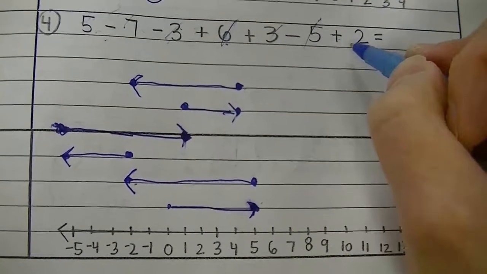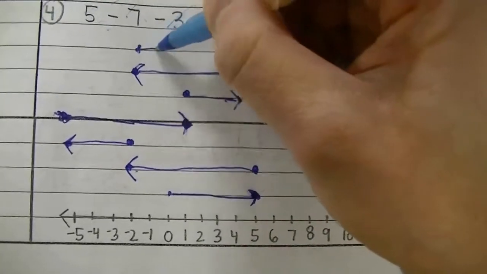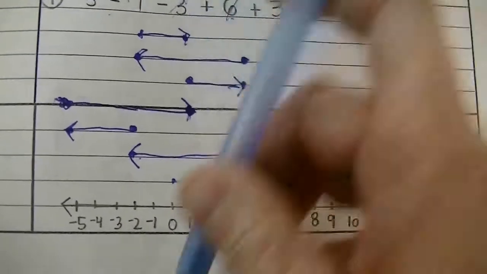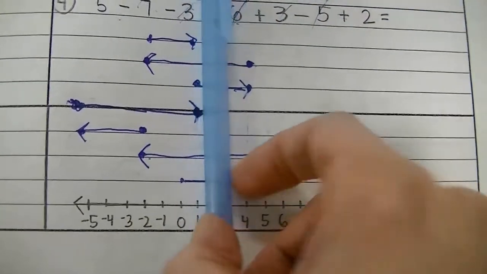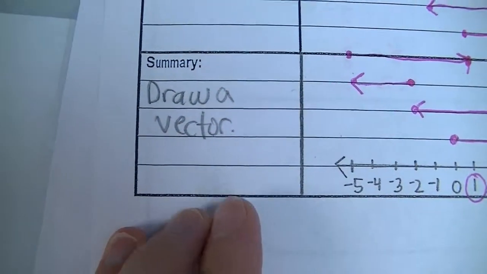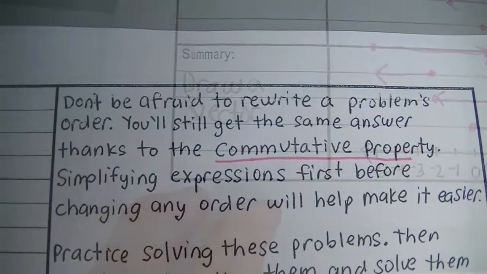And now you're going to go to the right 2 units. Okay. So it might be a little bit hard to see, but you'll see when you line it up, our answer is positive 1. And your summary is to draw a vector right in this little space right here.